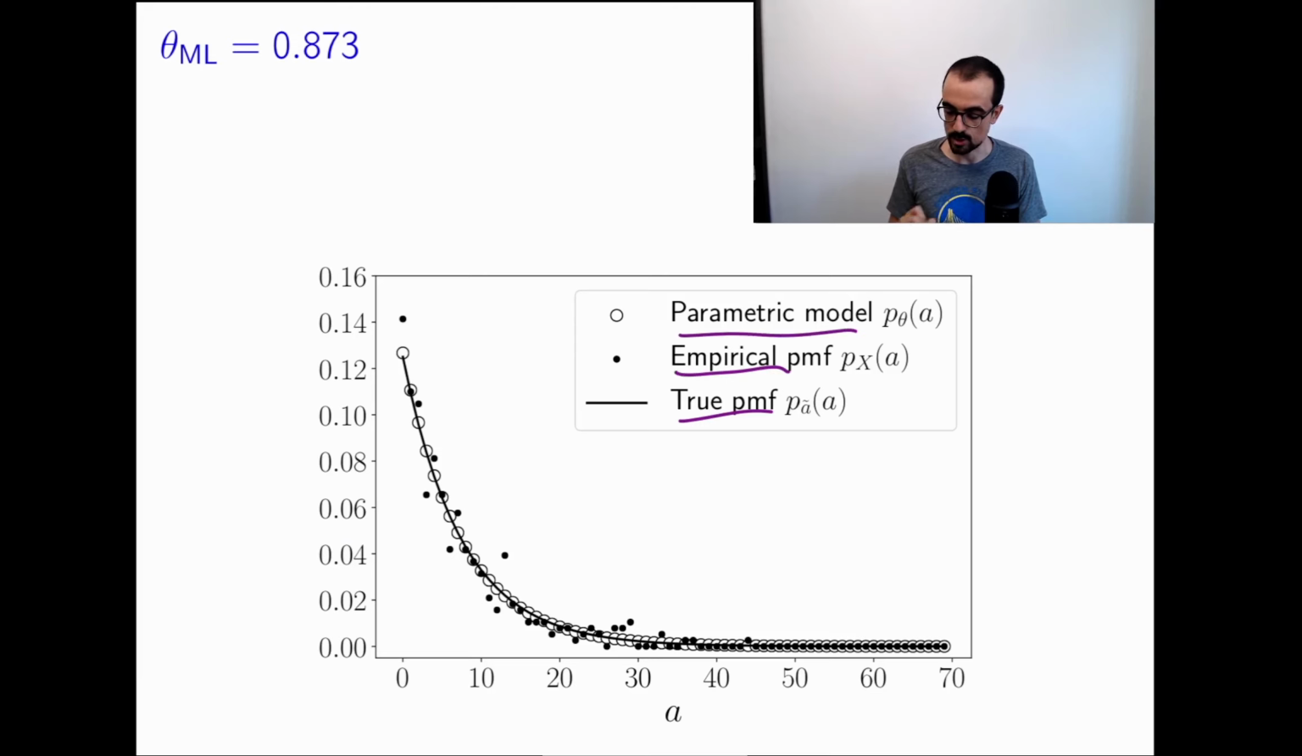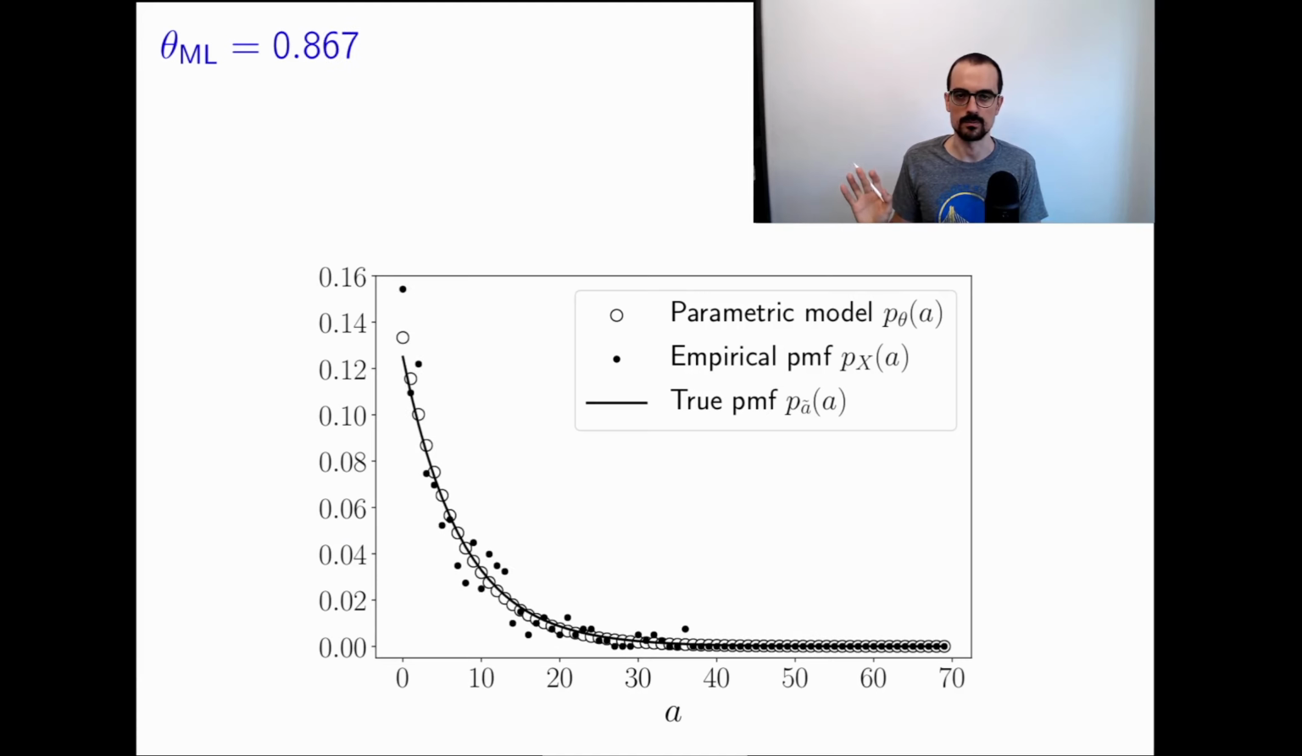So the circles are almost on top of the line, whereas the dots are a little bit all over the place because of these fluctuations that we expect in empirical probabilities. And in fact, the theta estimated by the parametric model is awesome. It's almost exact. So here the parametric model looks amazing. And if we repeat with 3,000 other free throws, again, much better than the empirical PMF. Okay, we've repeated this 3 times.